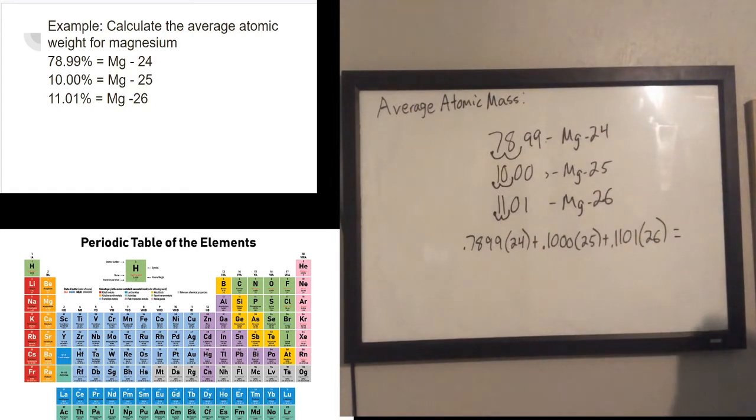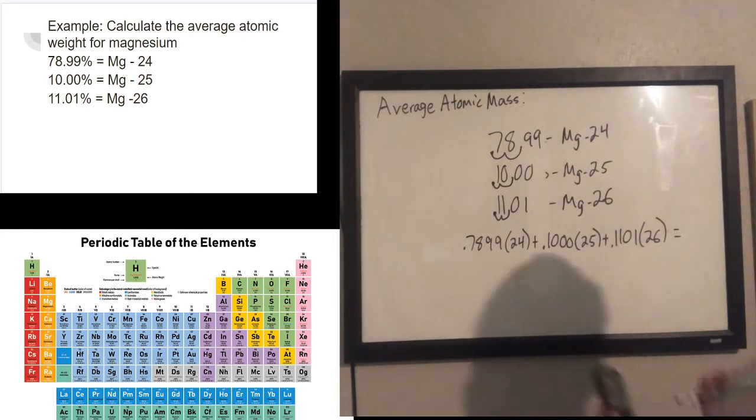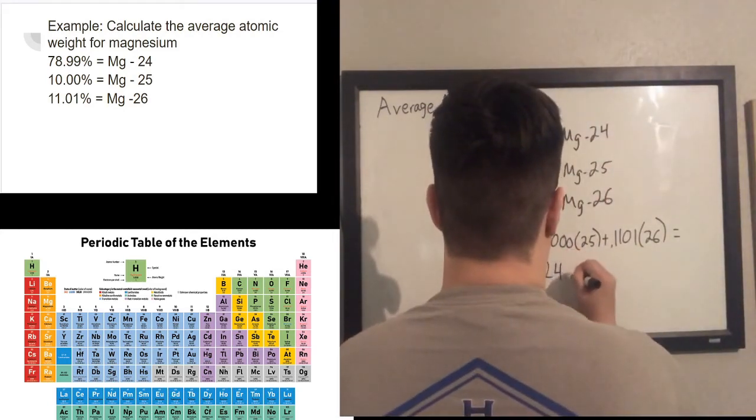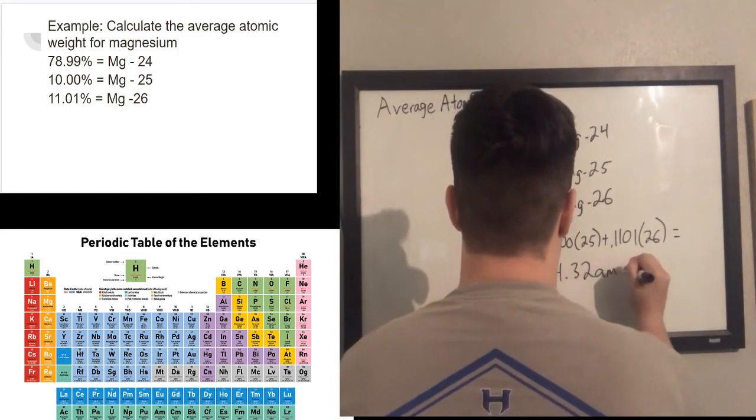Now it's simply plugging and chugging into your calculator. We already know what our answer is going to be quite close to. And really, if you just plug it into your calculator exactly as it is written up there, then you'll be good to go. Kind of hard to mess these up. And we get our answer as 24.32 AMU.